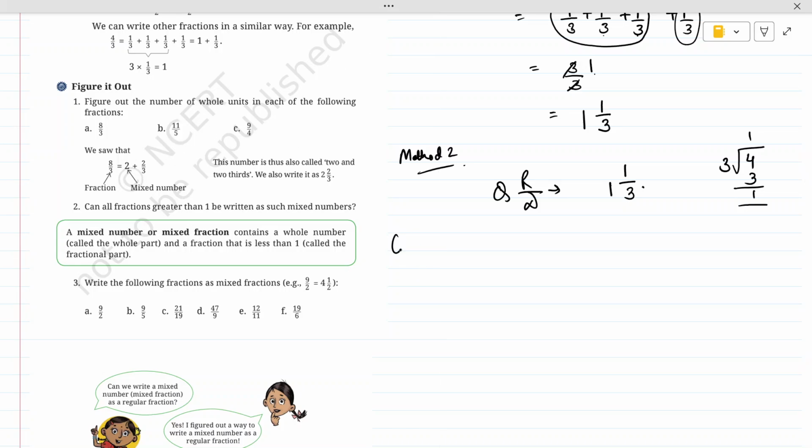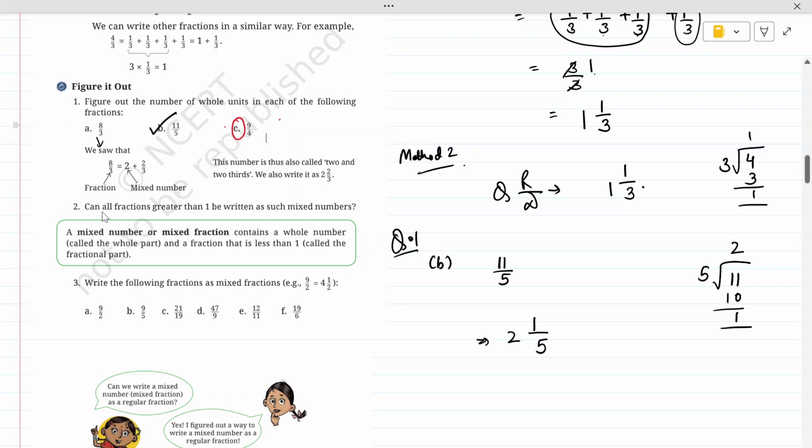So let's pick question number 1, B part, 11 by 5. I'm picking method 2, kids. So we have 11 and 5. 5 into 2 is 10 and 1 is remaining. So this is Q R by D. This is the fraction and we can write it as 2 and 1/5. 2 and 1/5 as the answer. Similarly, this is already done here. This we have done and this one is something you have to pick.